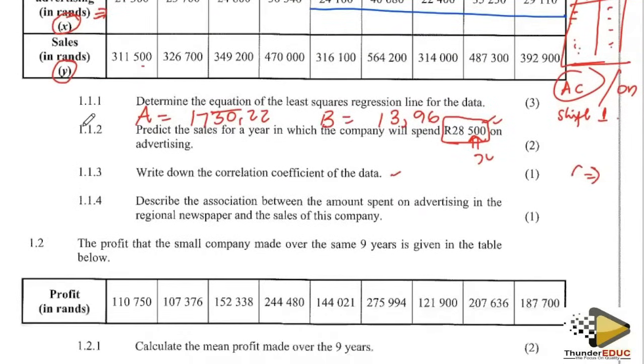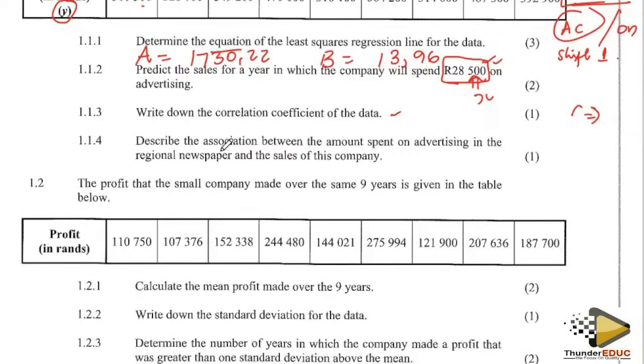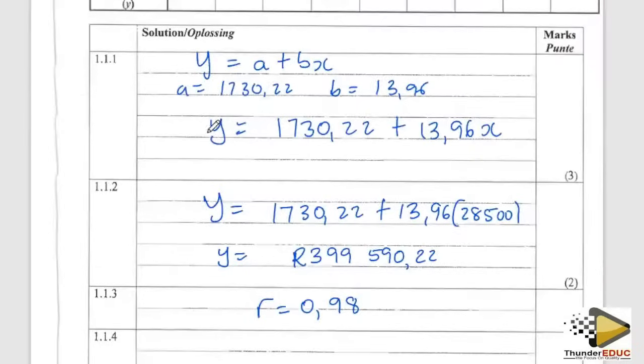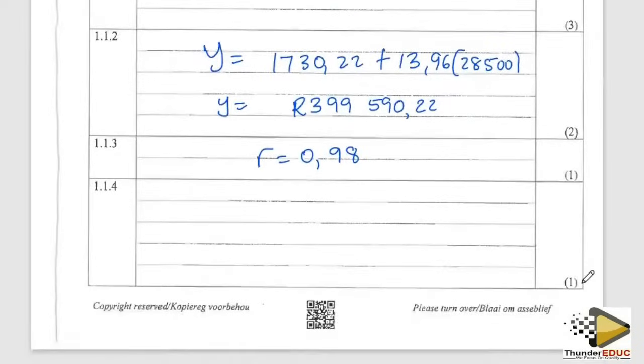So that's our R. And then they're asking us to describe the association between the amount spent on advertising and the sales. So when they talk of the association, they're asking for the relationship based on the correlation coefficient. Okay, so our correlation coefficient is a positive 0.98. So we're gonna say that the relationship is very strong, but also positive.